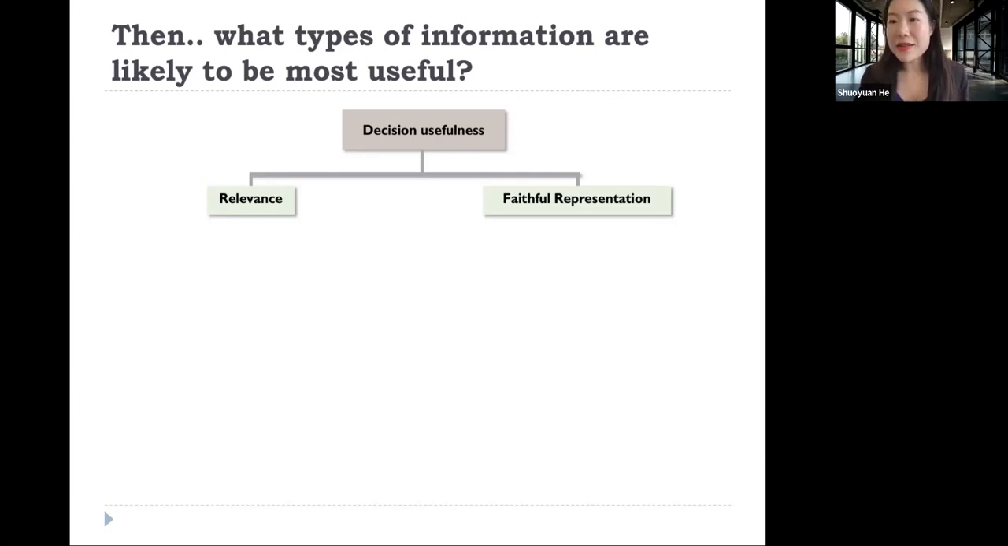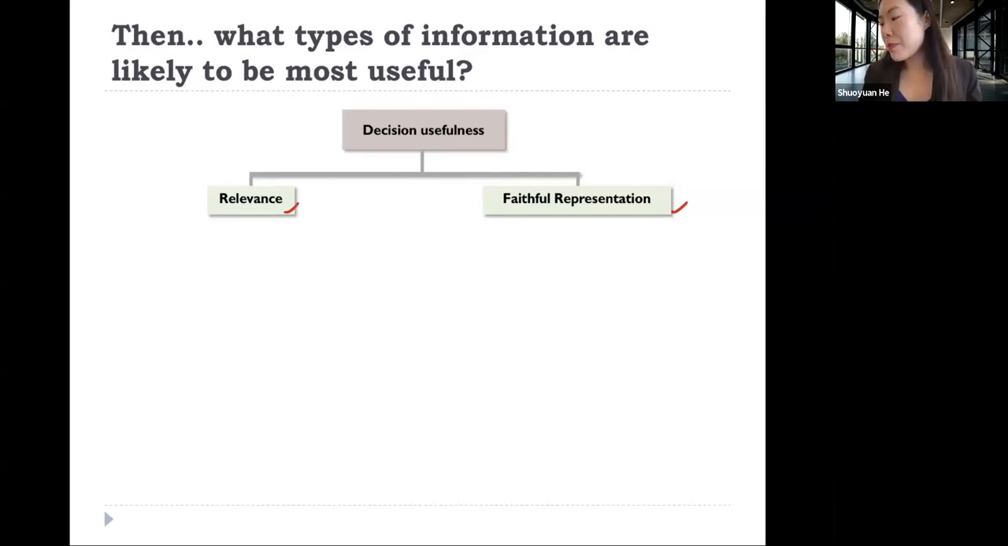So here, FASB gives you two characteristics that are viewed as representing useful information. The first one is relevance. The second one is faithful representation. So in order for a piece of information to be useful for decision makers, it needs to be both relevant and faithfully representative.